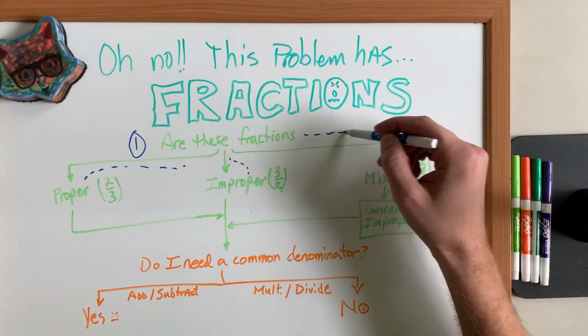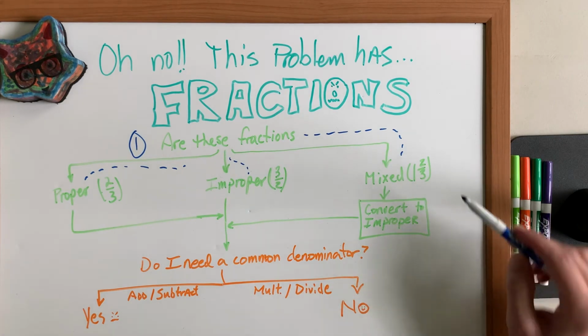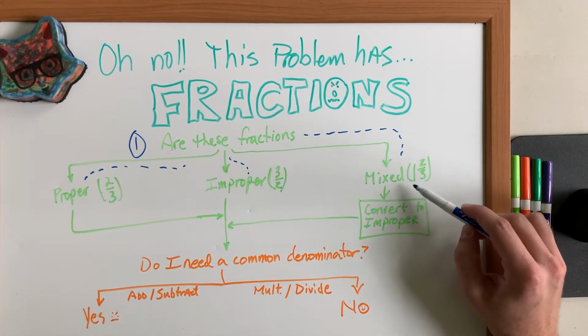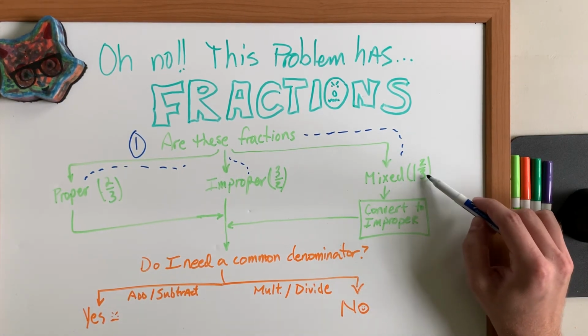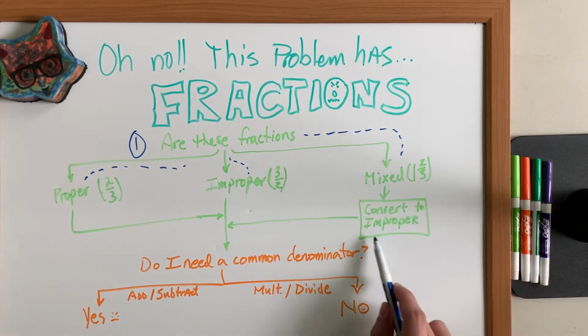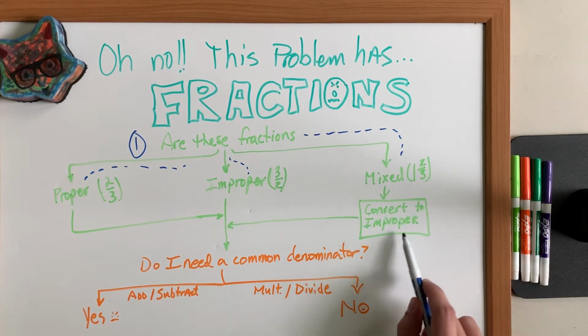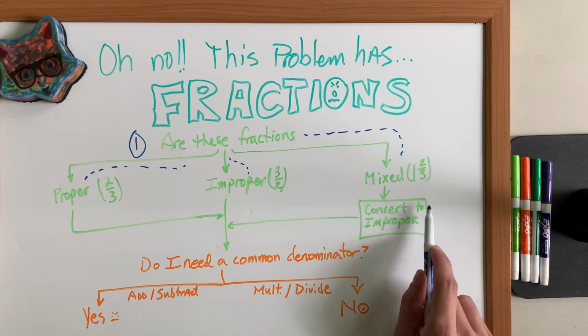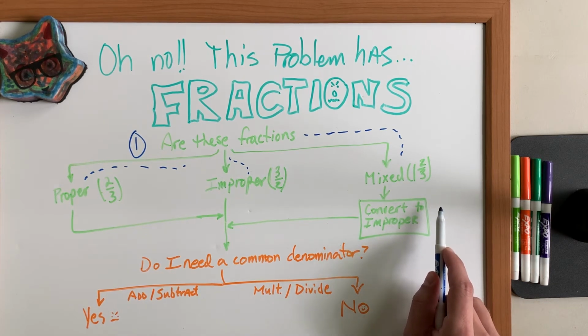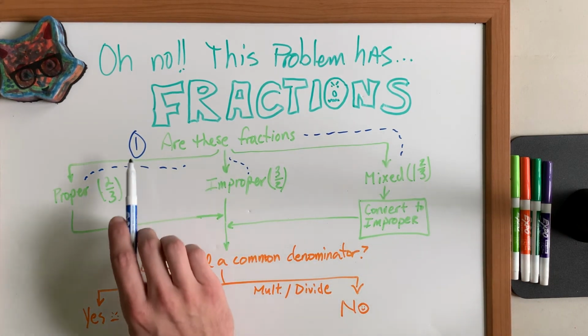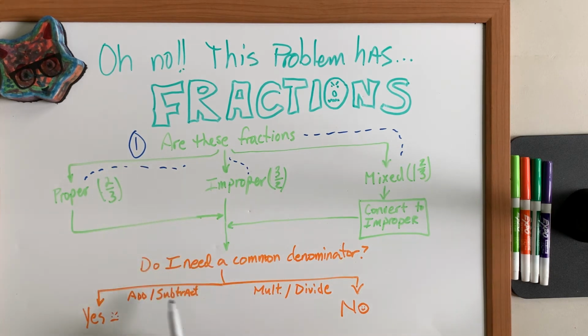But over here, if you have a mixed number, such as 1 2/3, where you have a whole part and a fraction part, what we want to do is convert that into an improper fraction, okay? And here's a link to a video that will help you do just that. Now that we've taken care of step 1, let's move on to step number 2.